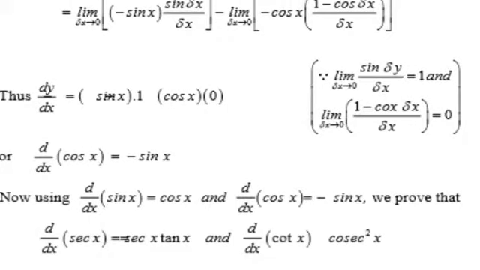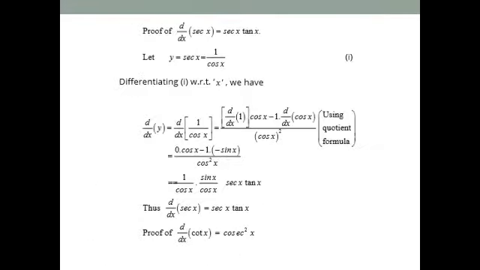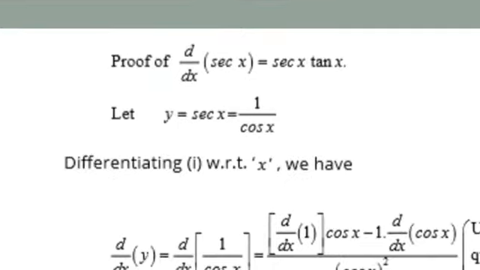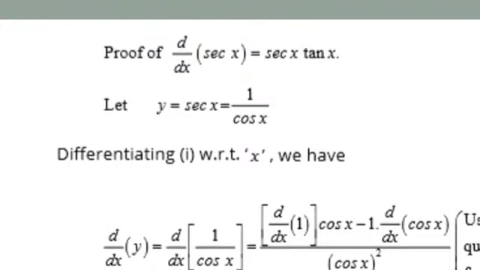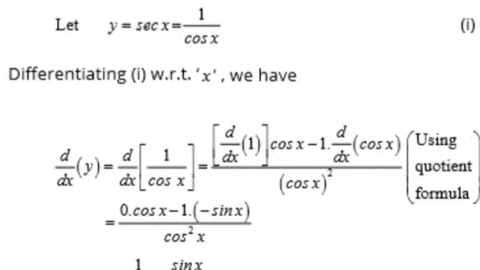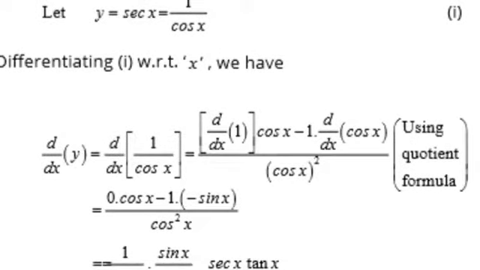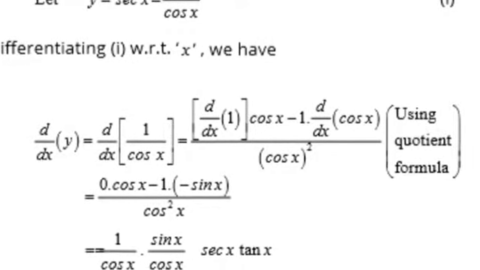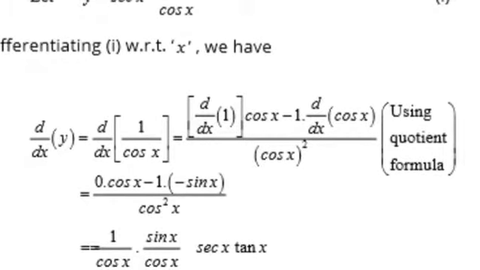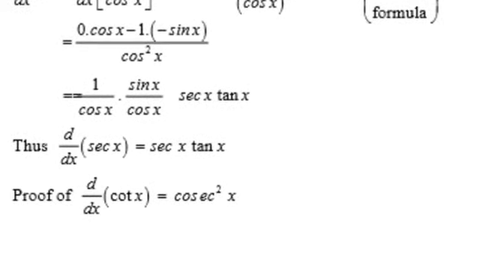Next we prove the other derivatives of trigonometric functions. Now here we have the derivative of secant. We can write secant as 1 over cos. Now we apply the quotient rule, bottom times derivative of top minus top times derivative of bottom, over bottom squared, and we put these values in the quotient rule. The derivative of 1 is 0 and the derivative of cos is minus sin x. Now simplify and we get the answer. 1 over cos is secant and sin over cos is tan.